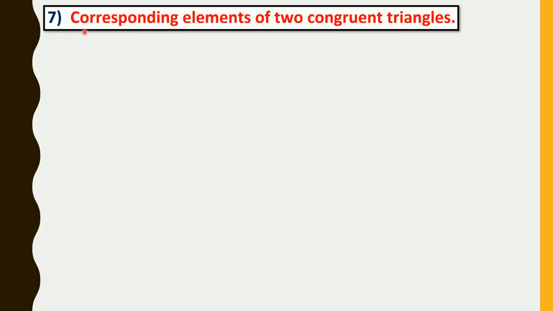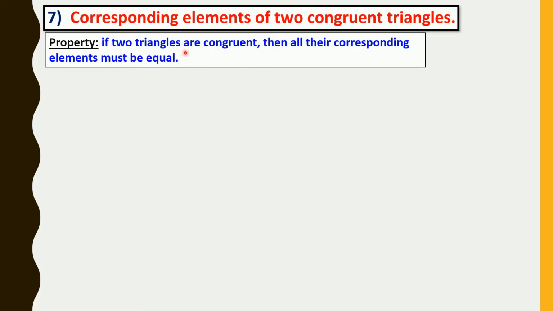Welcome back, students. Now we are going to continue second type of evidence, part 7, corresponding elements of two congruent triangles. Property: if two triangles are congruent, then all their corresponding elements must be equal.